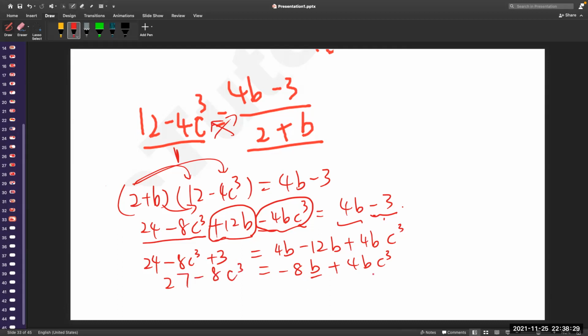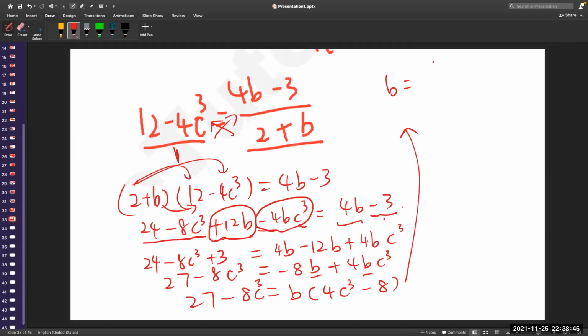So can you see that you have B here? So just take out B. You end up with 4C cubed minus 8, then 27 minus 8C cubed. So B is equal to 27 minus 8C cubed over 4C cubed minus 8. That's it. That's the answer.